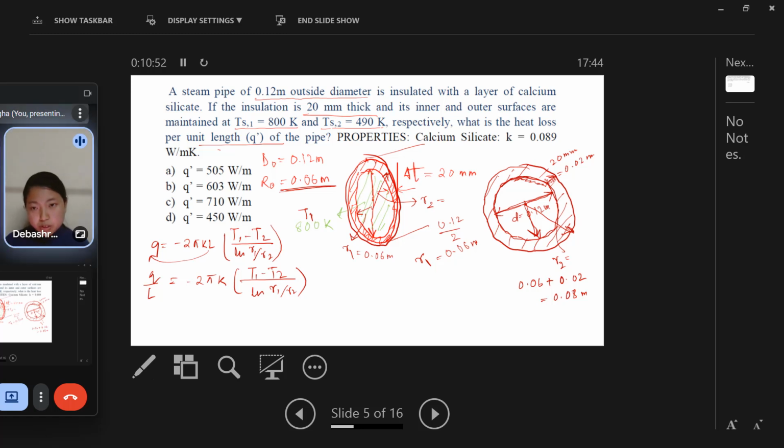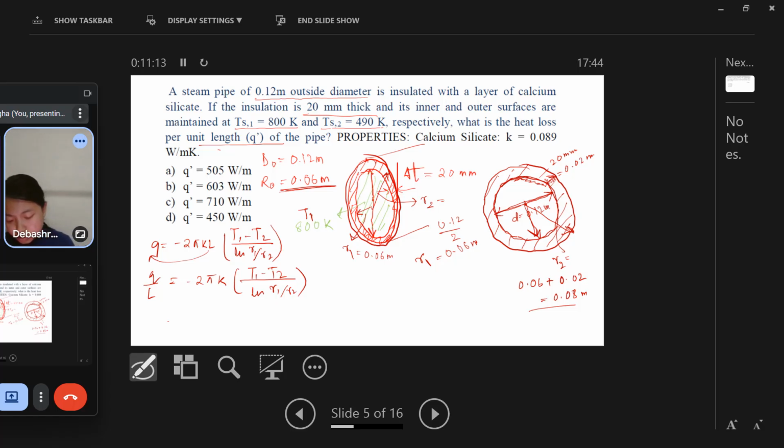So you just have to get the outside radius by adding the inner radius plus the thickness of whatever insulation is given. So it will come out to be 0.08. This is R2. Outside is denoted by 2, inside is denoted by 1.